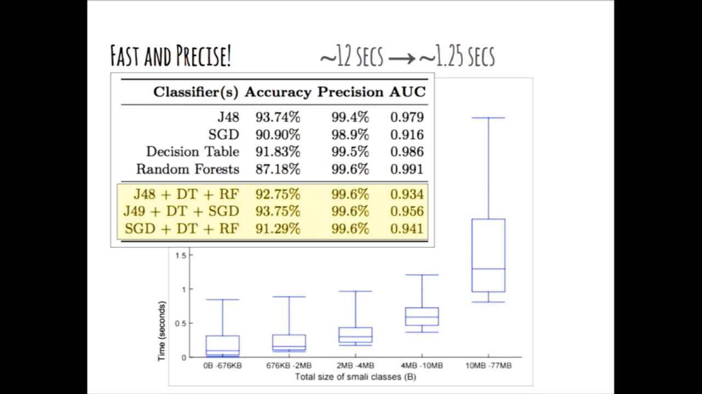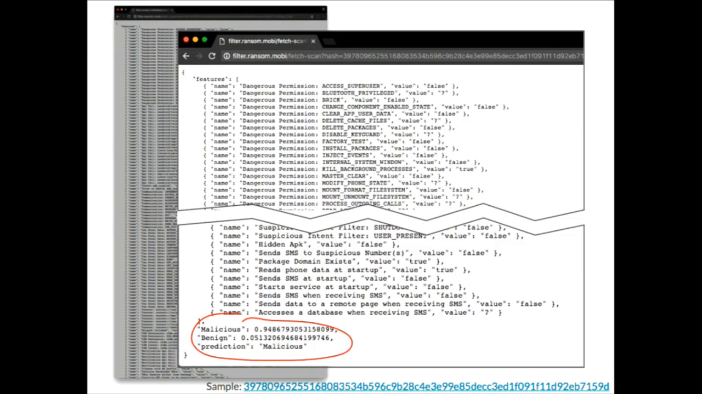So it turns out that this choice of features and this choice of classification approach works fairly well. From our experiments on hundreds of thousands of benign and malware samples, the precision is fairly good. And it's also quite fast. You can see here we moved from 12 seconds on average to 1.25 seconds on average, which is about 1 order of magnitude. So here you can see we're also exposing this service as a web service.